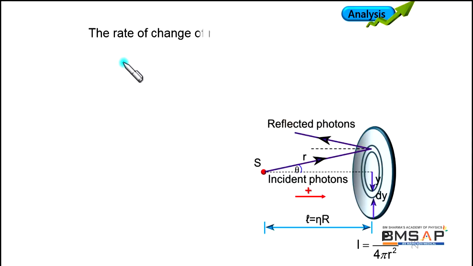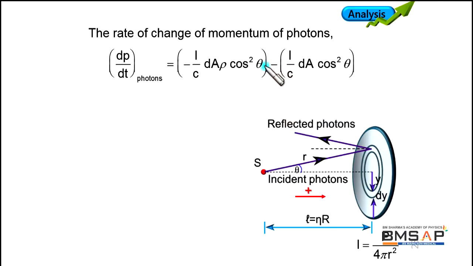And now let us write the rate of change of the momentum of the photon incident on the plate, this one, right, this value final and this value initial. Now we can take I divided by C and dA cos square theta and also the minus sign as common. So this value will be equal to I divided by C dA, rho plus 1, multiplied by cos square theta, right. The magnitude of this will be the force exerted by radiation on this ring. This is dFn, and the direction should be this one, rightward direction, okay.